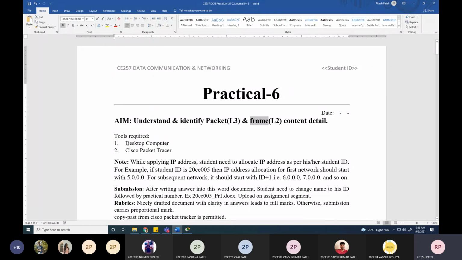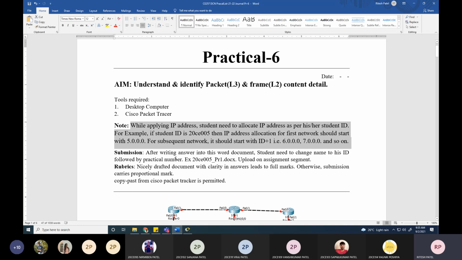Tools required: desktop computer and Cisco Packet Tracer. The IP address rules and regulations remain the same as in the previous 3-4 laboratories. Submission: you have to upload your docs file. Rubrics: a nicely drafted document with clarity in answers leads to full marks, otherwise it carries proportional marks. Copy paste from Cisco Packet Tracer is allowed.